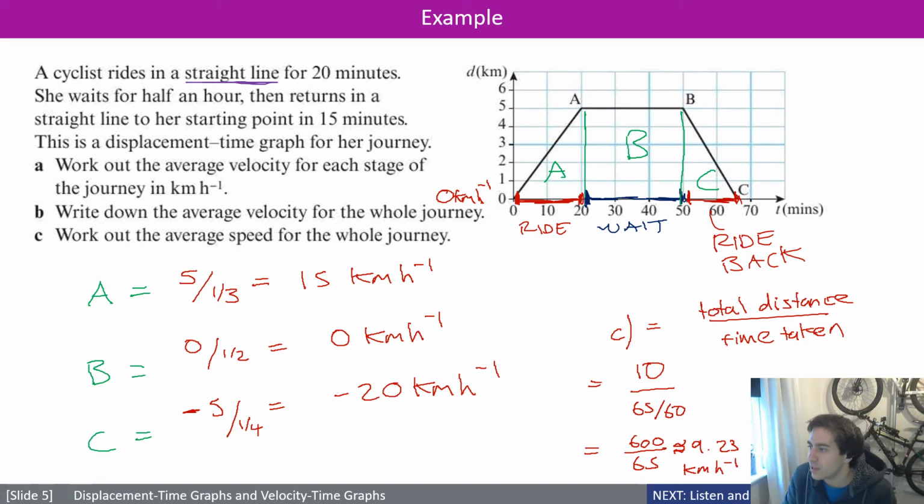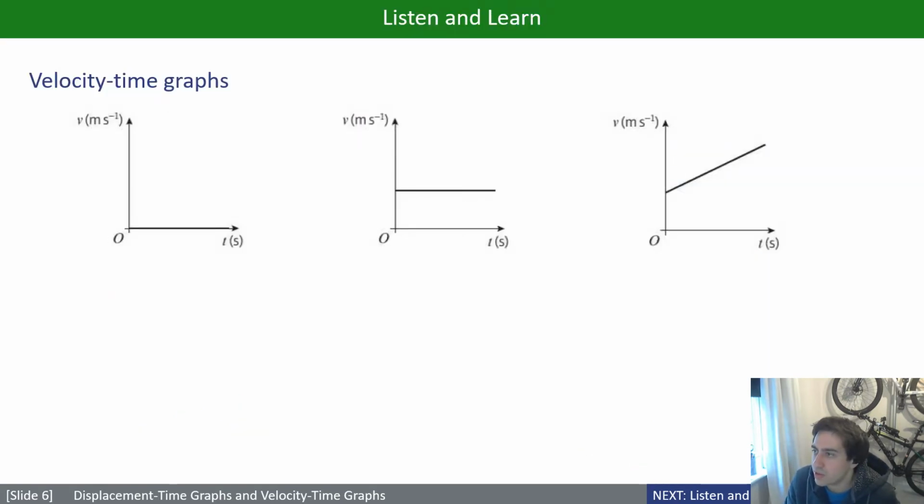Okay, so now let's look at velocity time graphs. So same thing again, like displacement time, but now your answers are going to be different, because now we're not plotting displacement against time, we're plotting the velocity of an object against time. For that first graph, there is actually a line there. It's just a bit hard to see. It's a horizontal flat line along the x-axis.